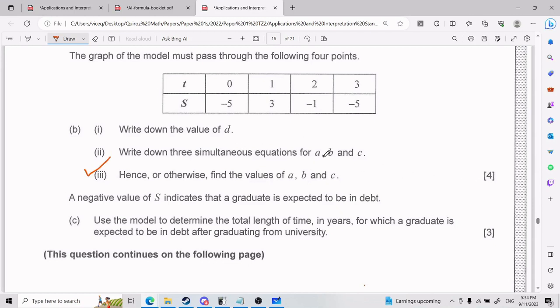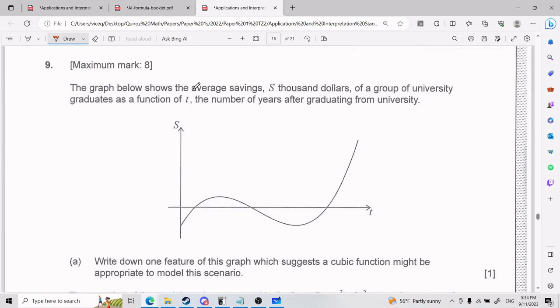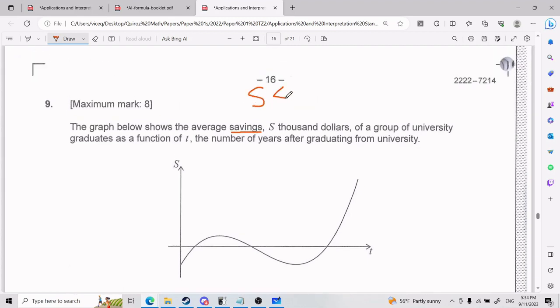And now it gets super weird. They tell us that a negative value of S indicates that a graduate is expected to be in debt. And we need to use the model to determine the total length of time in years for which a graduate is expected to be in debt after graduating from university. S is average savings. So if S is negative, that means you will have negative savings, and negative savings means debt.